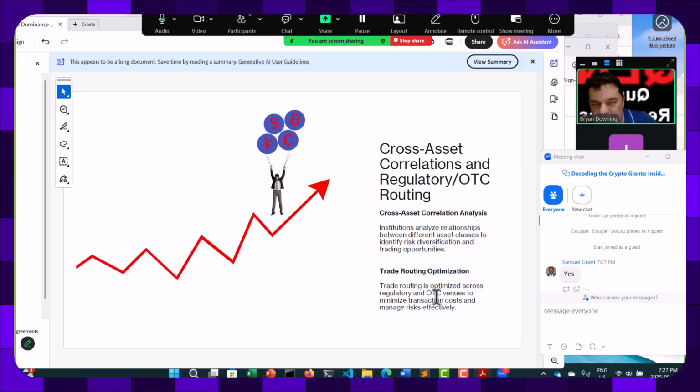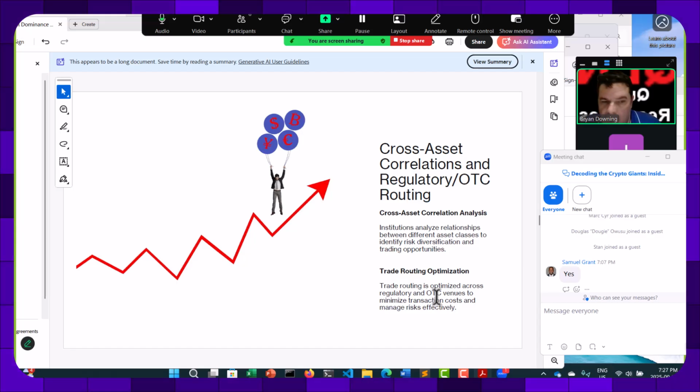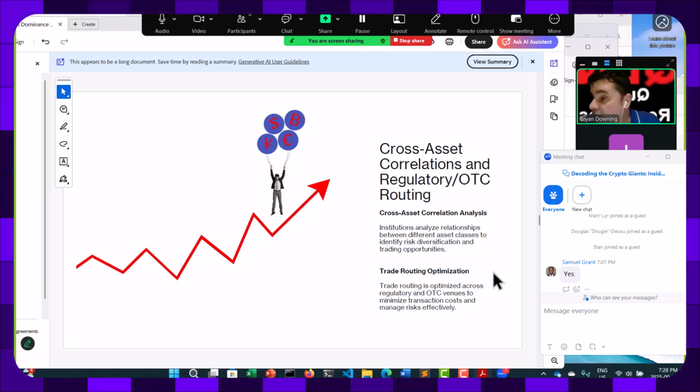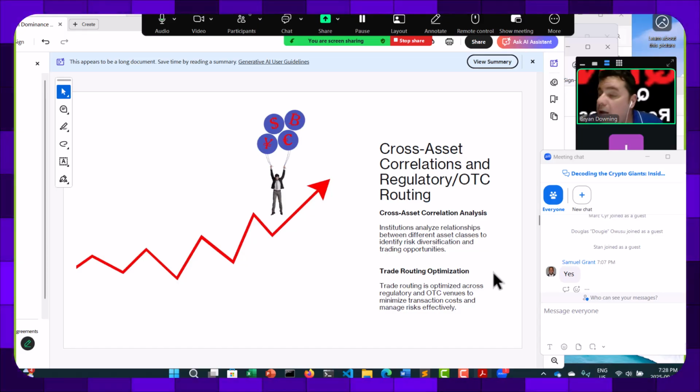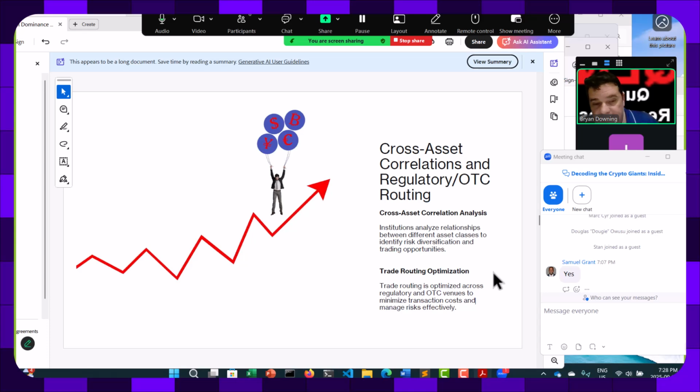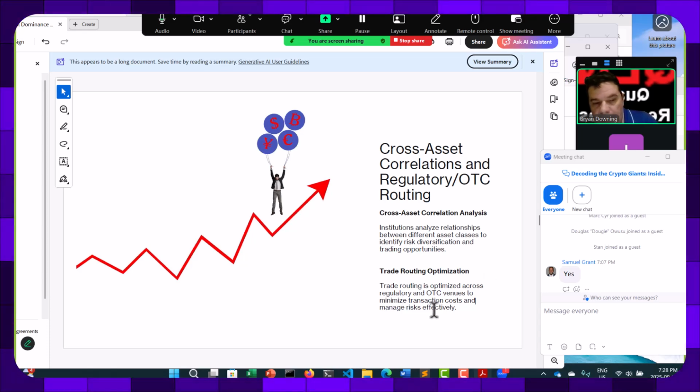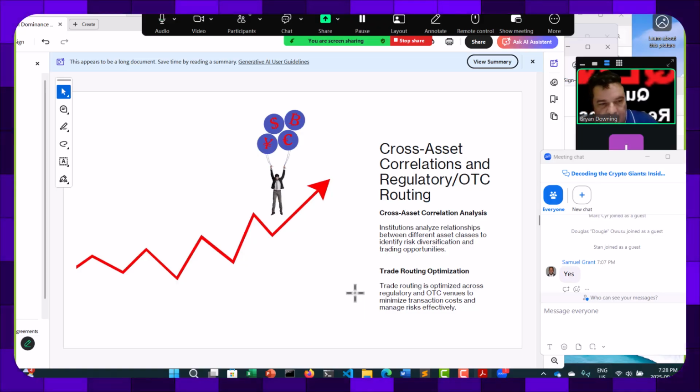What they're doing here is they have all these different over-the-counter venues. As I said, some of them will be through dark pools on the CME. Some of them will be done on public exchanges that we have access to, like, as I said, Deribit or Binance, and they've got to minimize those transaction costs as well and manage that risk really effectively.